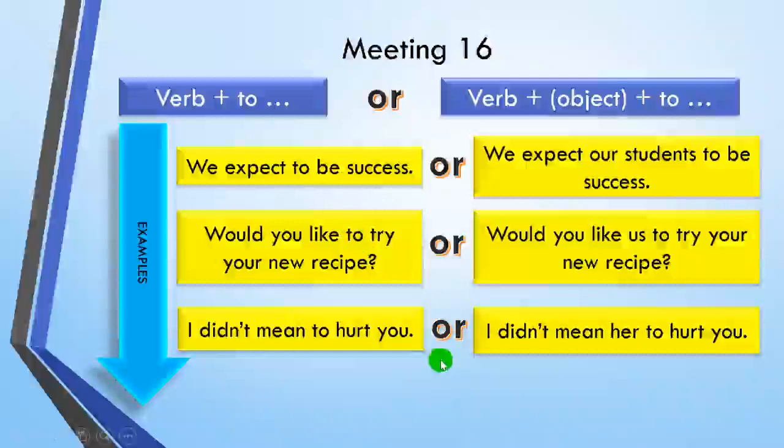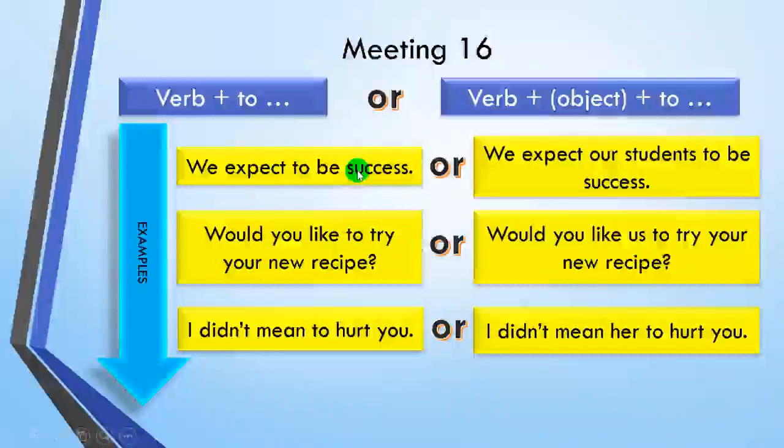Well, if you pay attention, even though there is "or", you realize something: we expect to be successful and also we expect our students to be successful. Here, there is no object used. Meanwhile, this one, there is an object used. It's different. The way we say the definition or the meaning is quite different.